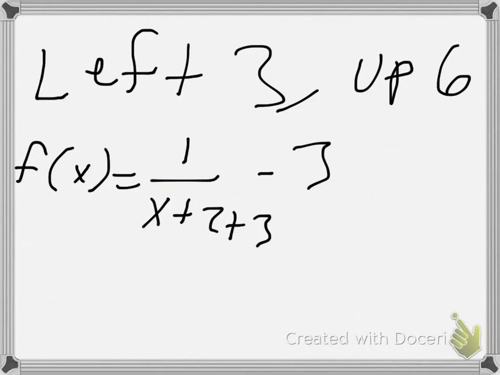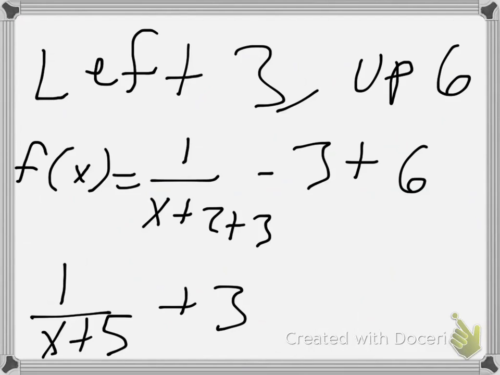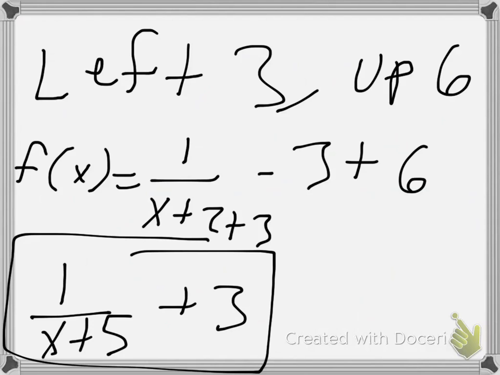Next thing we do is up 6. So we add 6 where the negative 3 is. Now our problem changes from that to 1 over x plus 5 plus 3. And Miss Ayubi, that is how you find our new transformation for that problem.